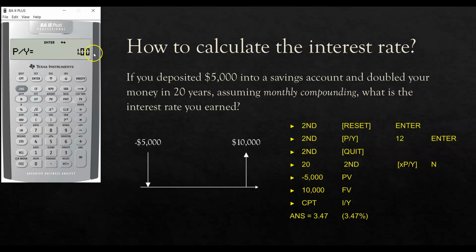As you can see, the default value is 1, and we want to change that to 12. So you key in 12, and you also have to hit enter. Now you see there's an equal sign here that indicates that you have already entered 12 as your P/Y. So now you're good to continue your calculation with monthly compounding. After we set the P/Y equal to 12, we also want to quit to go back to the calculation. The quit button is right here. Again, it's on top of a key, so we do second, quit. Now you're ready to do your calculation.